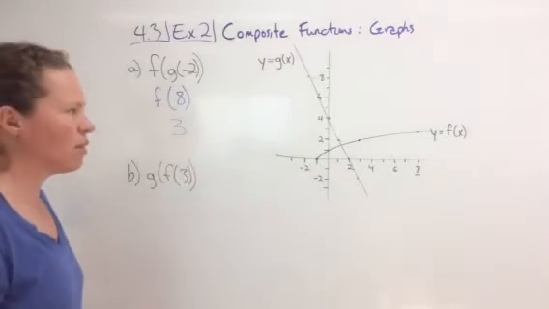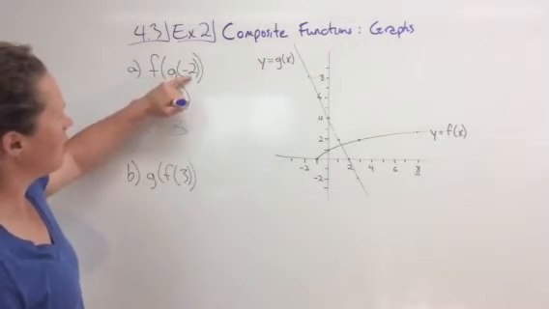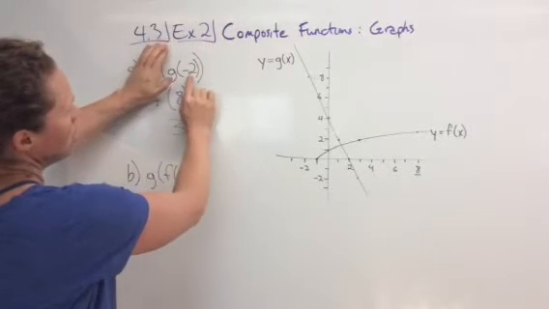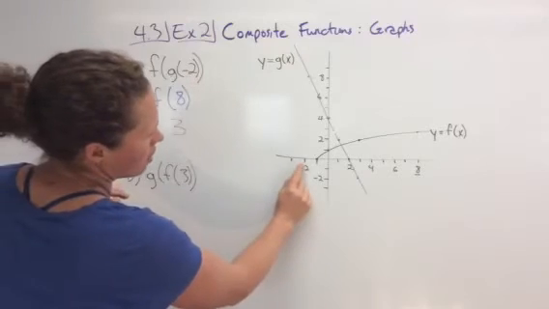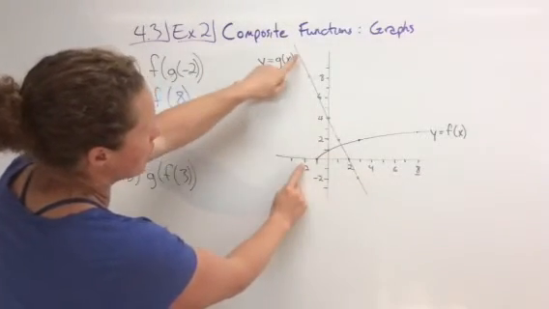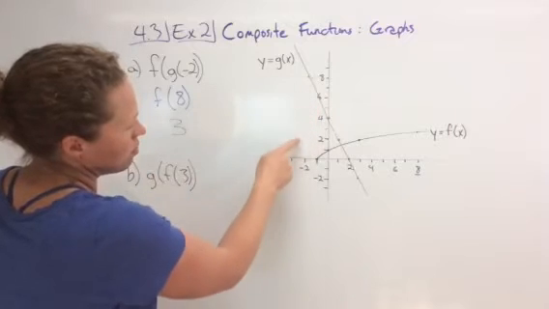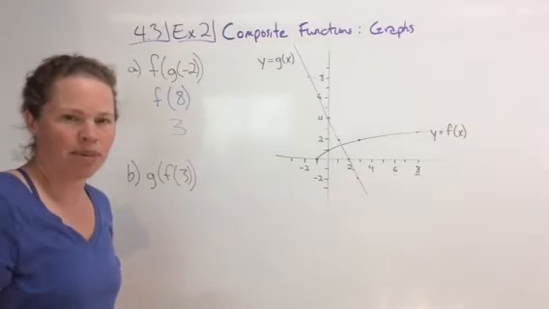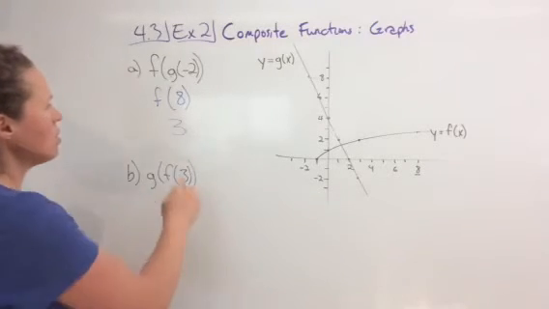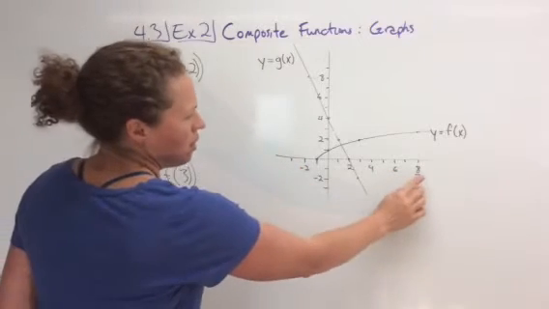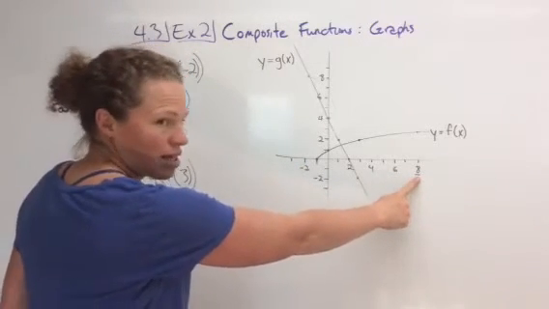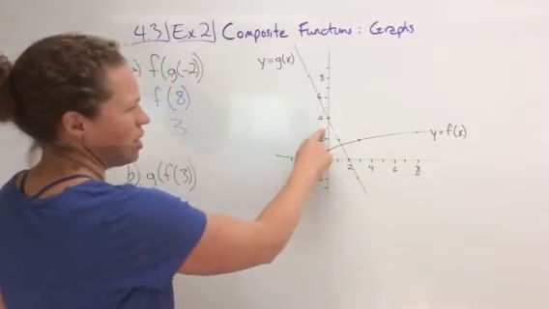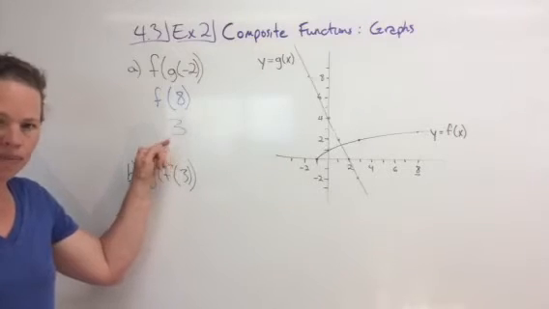Just to run through that again real quick, it's f of g of negative 2. The first thing I'm going to do is look on the inside, g of negative 2. Negative 2 is my x value. I go to negative 2. This is my g of x. So I find the y value that corresponds to negative 2, which is 8. That becomes my x value for the next function, so f of 8. So I go over to the 8 here on the x-axis, and I look up to where it intersects f of x, and that is 3. The answer then is 3.